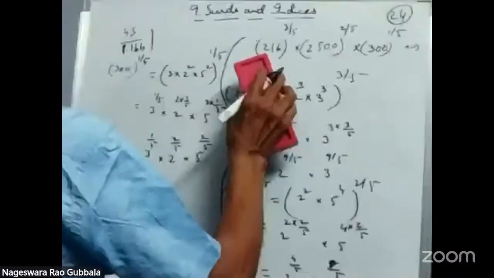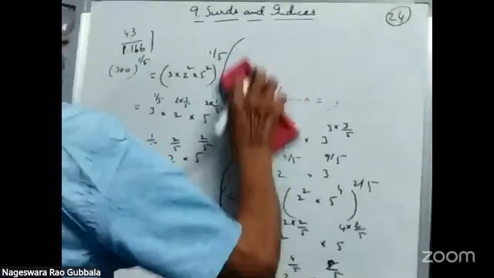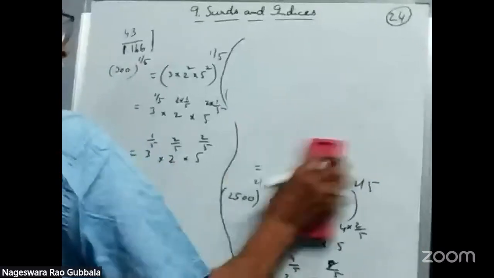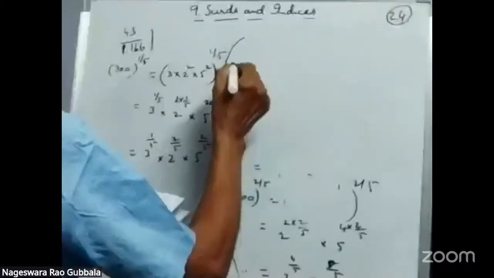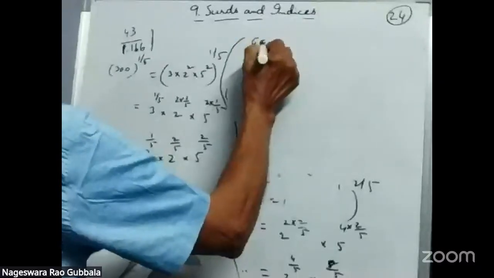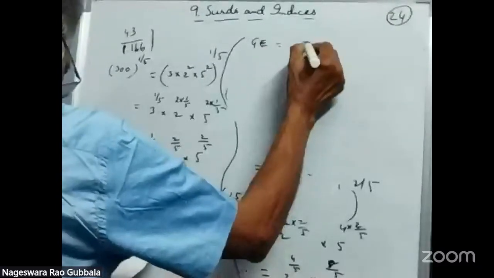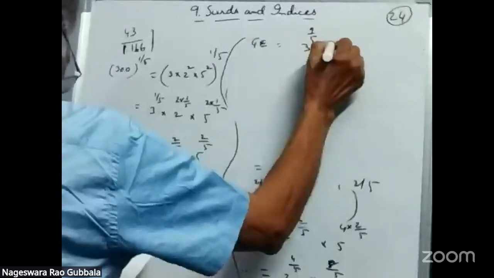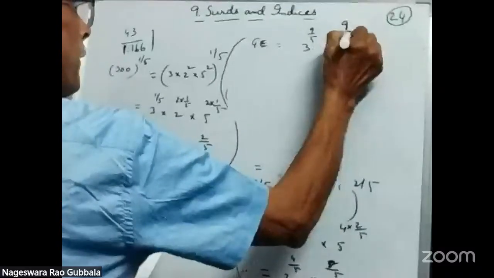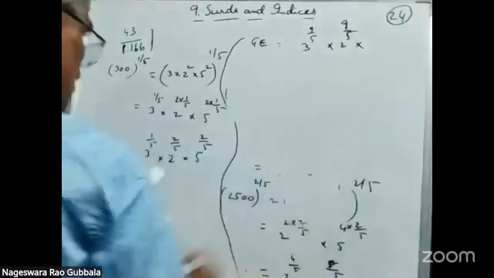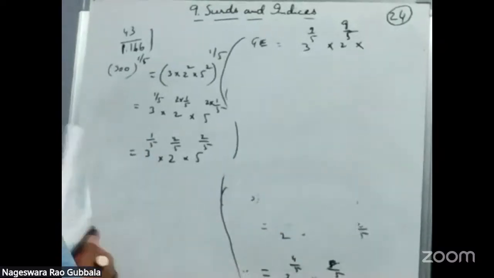Combine all these as a product. First one is the given expression; the first one we have obtained is 3 to the power of 9 by 5 into 2 to the power of 9 by 5, into the second one, which is here.